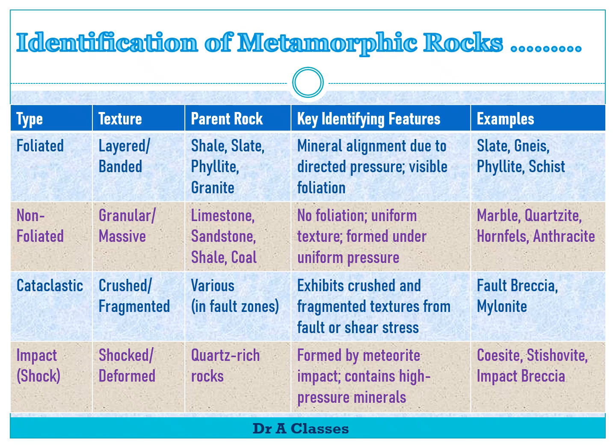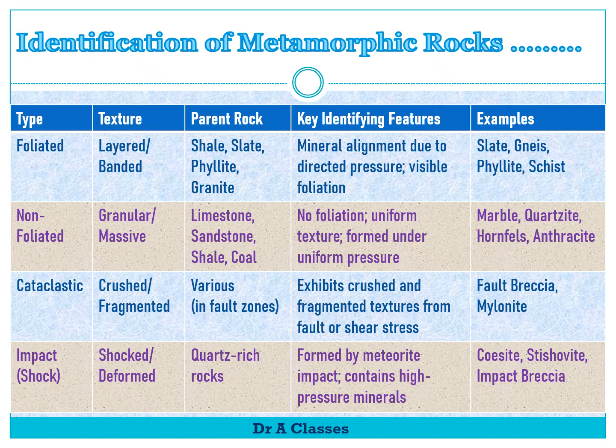Non-foliated rocks, having a granular or massive texture, originate from limestone, sandstone, shale, or coal, and lack visible foliation. Examples include marble, quartzite, hornfels, and anthracite. Cataclastic rocks, exhibiting a crushed or fragmented texture, form in fault or shear zones due to mechanical deformation. Examples include fault breccia and mylonite.